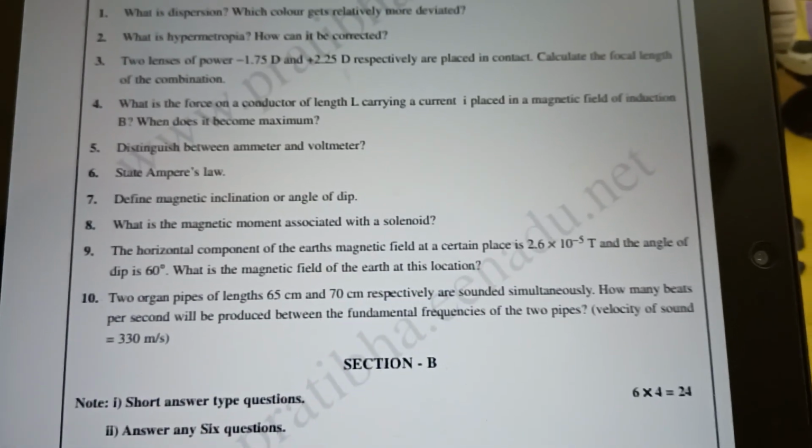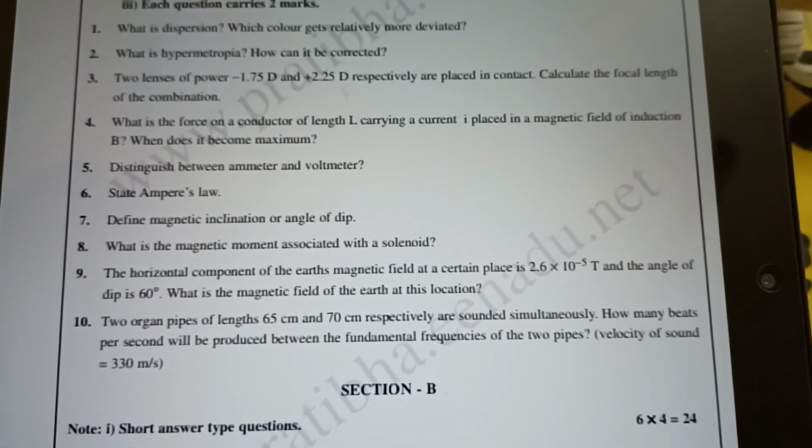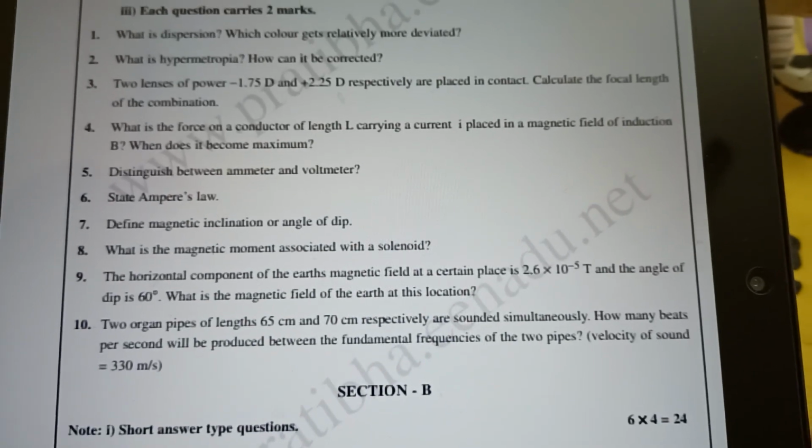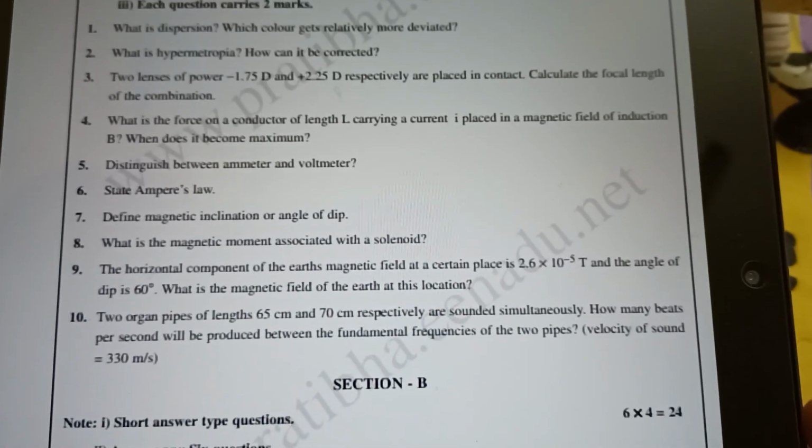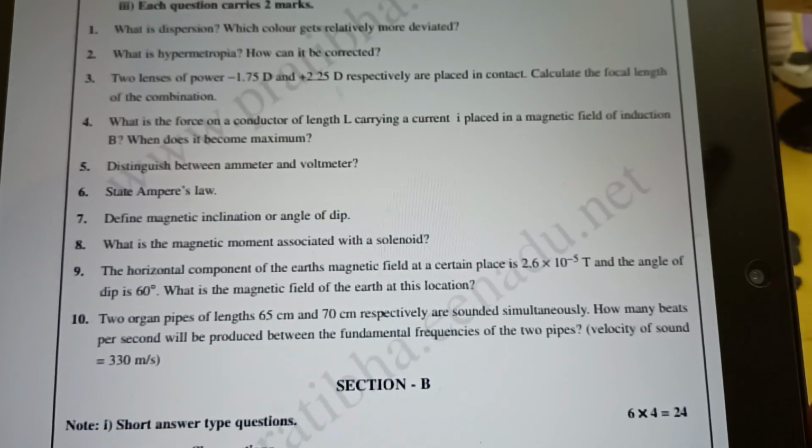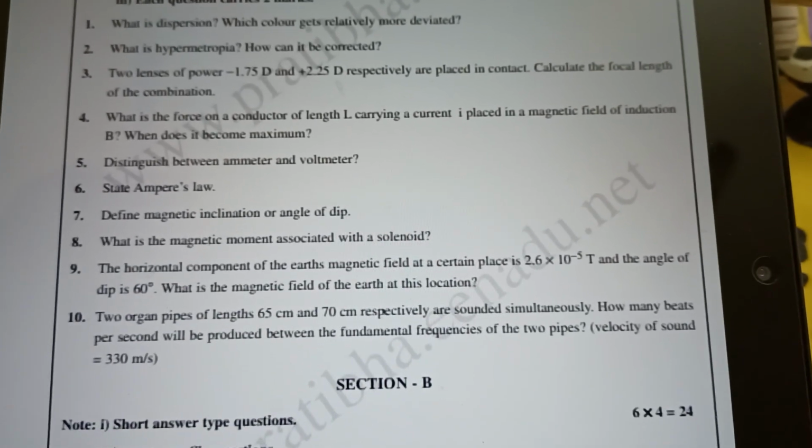The horizontal component of the Earth's magnetic field at a certain place is 2.6 × 10^-5 T and the angle of dip is 60 degrees. Then what is the magnetic field of the Earth at the location?